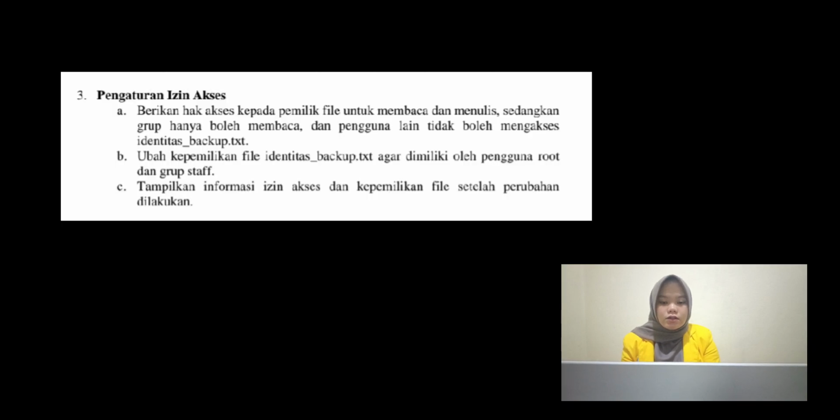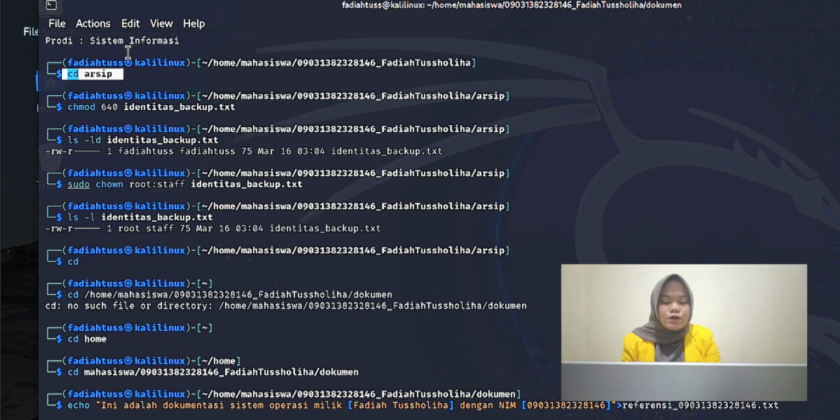Next, in the third question, we are asked to set access rights with the following details. In point A, we are asked to give access right to the file owner to read and write, while the group can only read and other users cannot access the identitas_backup.txt file. The first step to take is to enter the archive subdirectory with the following command.